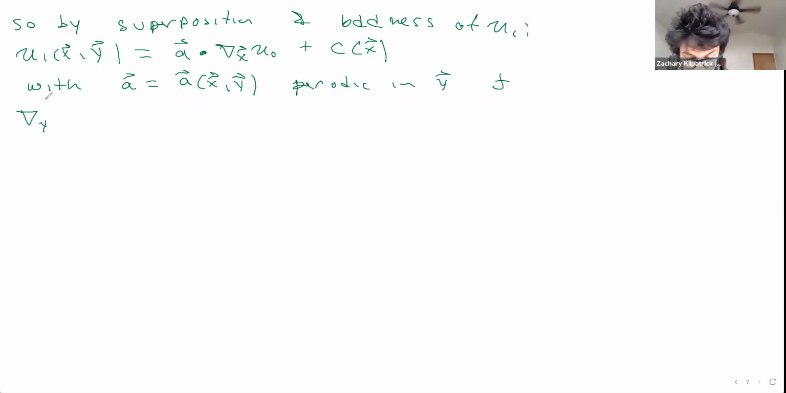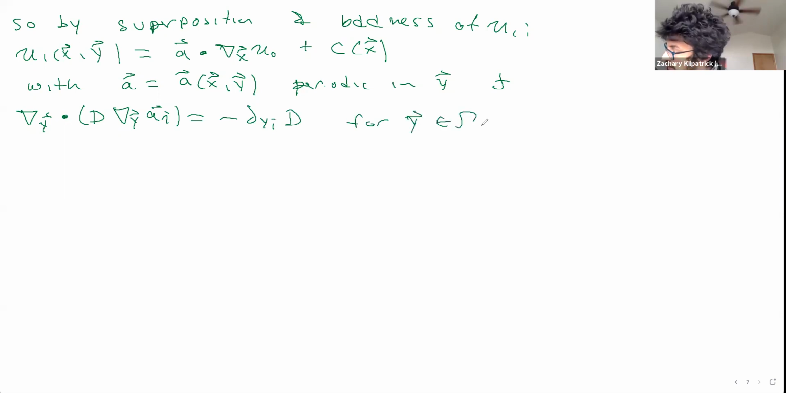the divergence with respect to y of d times the gradient with respect to y of a_i is equal to minus d_i, for y living in this cell. So that's our order epsilon equation. Notice the similarity again of this to what we got in the 1D case.